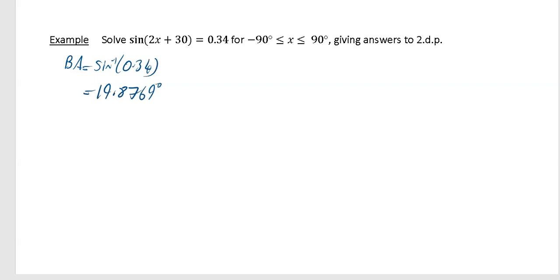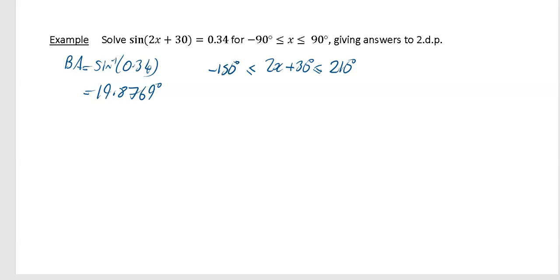Go on to 4 decimal places because I want 2 decimal places. Now this was for minus 90 is less than x is less than 90. So if I multiply everything by 2 and then add 30, this will change. Multiply 90 by 2 gives you 180. Add 30, gives you 210 degrees. Multiply minus 90 by 2 gives you minus 180. And then add 30 gives you minus 150 degrees. So that's what you've got.